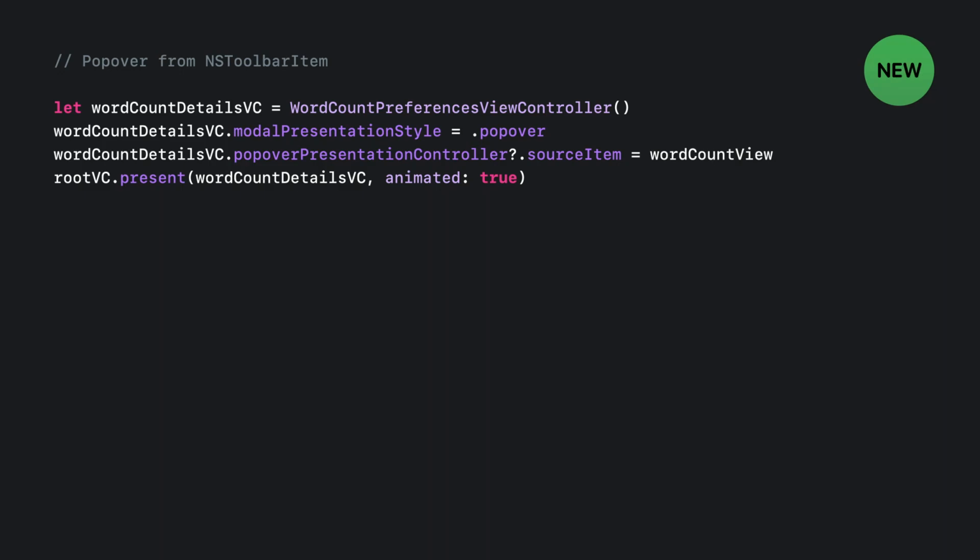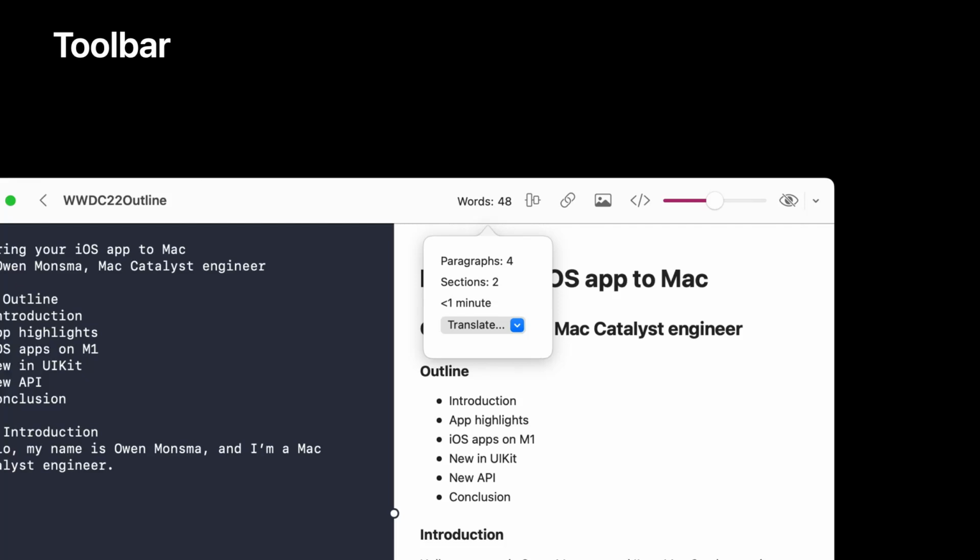With my new item in the toolbar, I'll add the popover behavior. In my toolbar item's action, I create the popover view controller and set its source item to be my toolbar item. Then I present the popover. With the popover code in place, clicking on the toolbar item presents additional detail in a popover presentation anchored on my toolbar item.